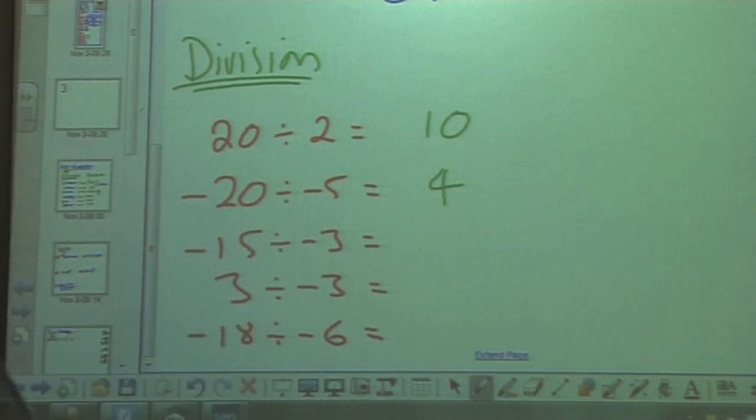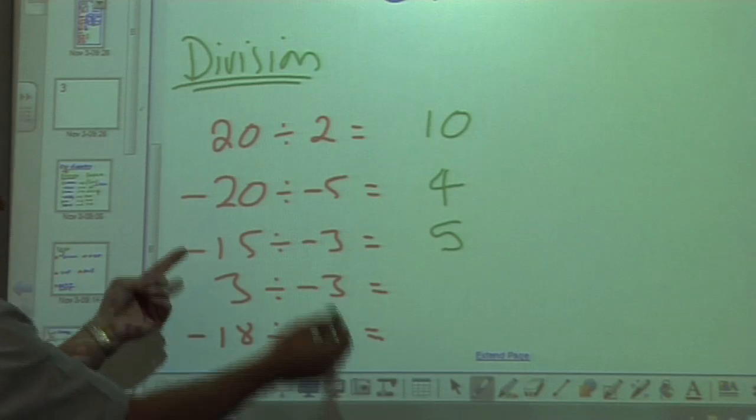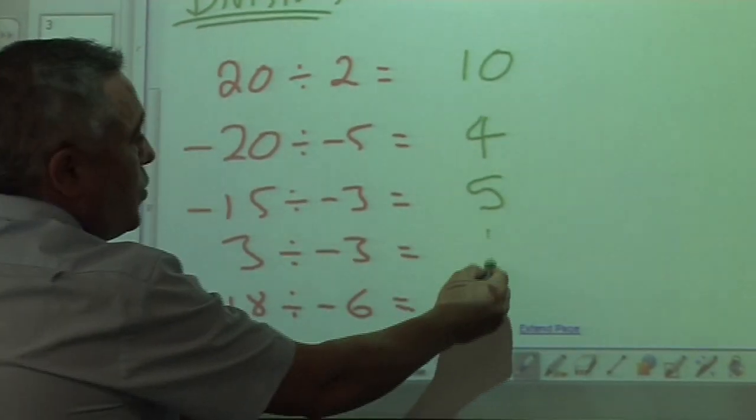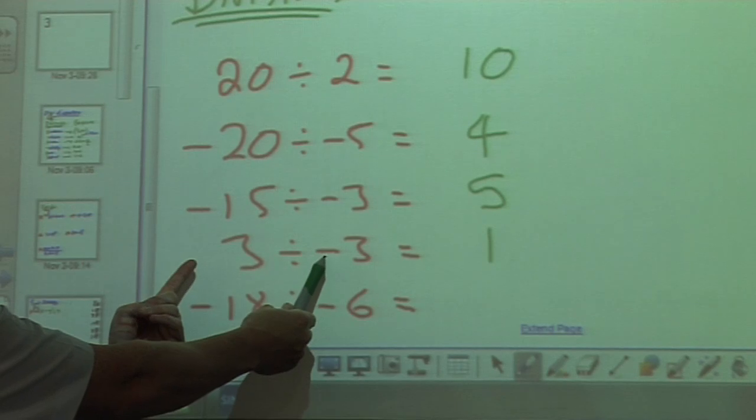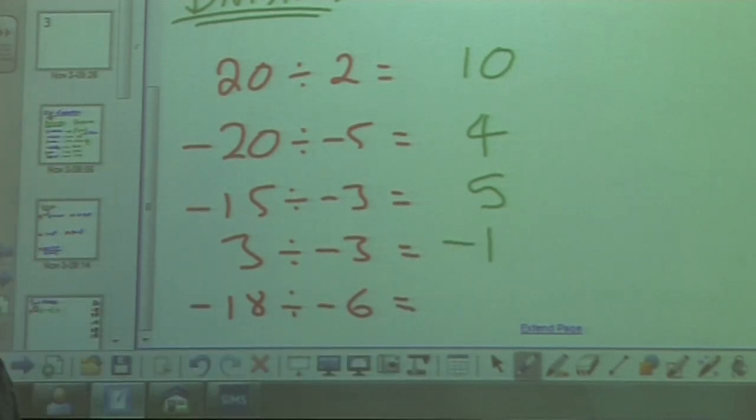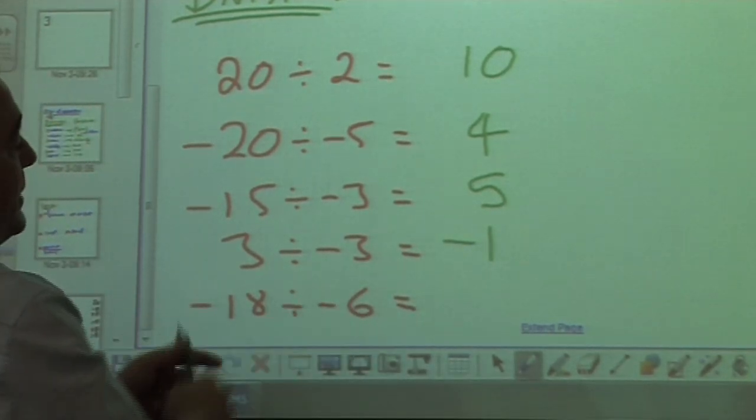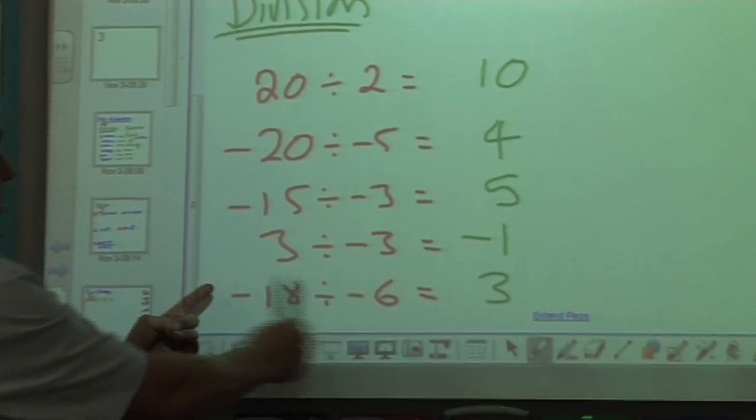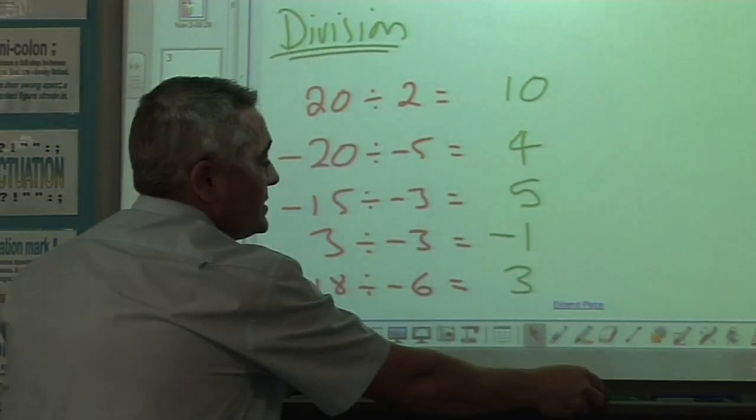15 divided by 3, 5. Signs the same. 3 divided by 3, 1. Are the signs the same? No, they're not. So it's a negative 1. 18 divided by 6, 3. Signs the same or different? They're the same, so it stays as it is.